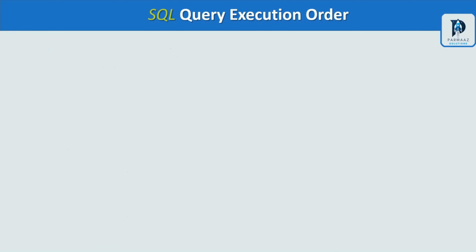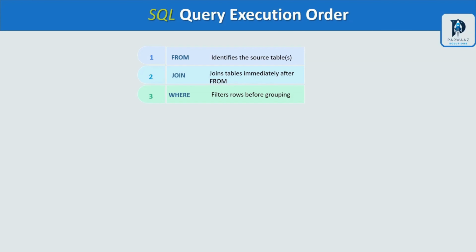Whatever statements or clauses we have used, here is the order of execution. First of all, the from statement will be executed, where we are identifying the source table. The second would be joins. If we have written any joins in our queries, then that will be executed after from. Then we will have where, which will basically filter the rows before grouping, and after where we have group by, which is basically to group or aggregate the data, and then we have having.